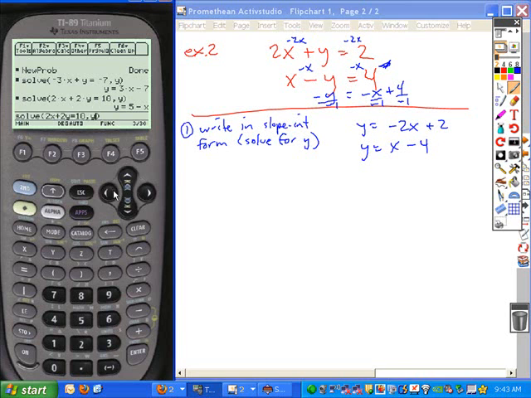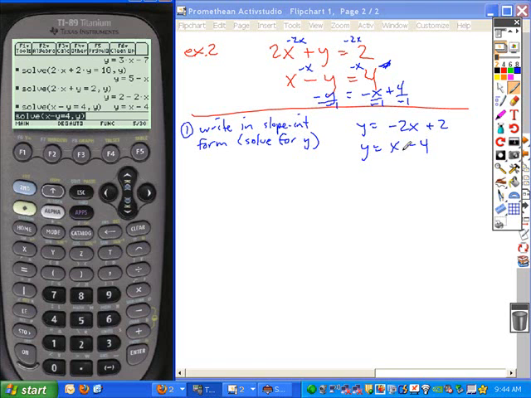You can do that by using your calculators as well. Okay, if I entered the first equation, 2x plus y equals 2, solve for y, I get 2 minus 2x, which confirms it's the same thing. I just reordered the terms. And the second equation, if I entered x minus y equals 4, solve for y, I get y equals x minus 4. So I confirmed that that first step is correct.